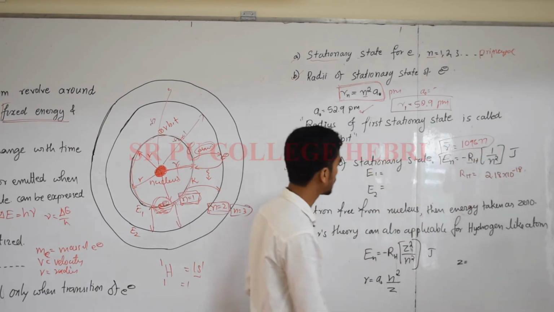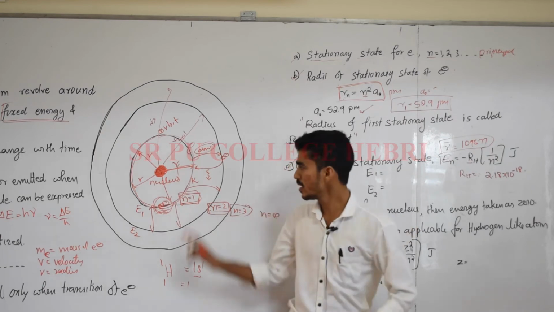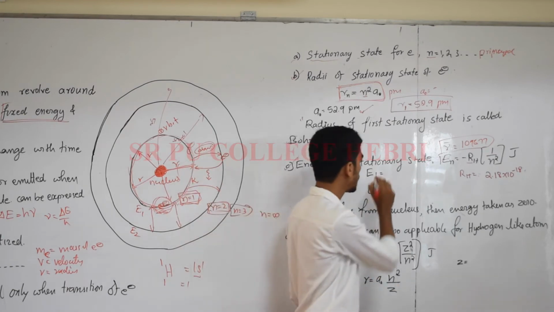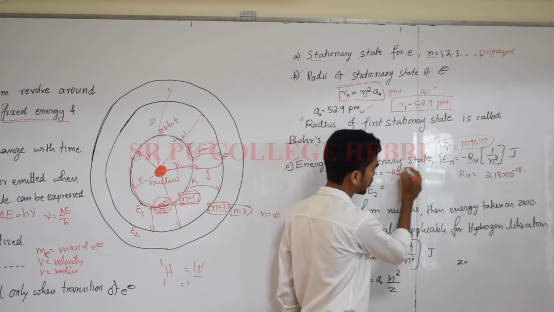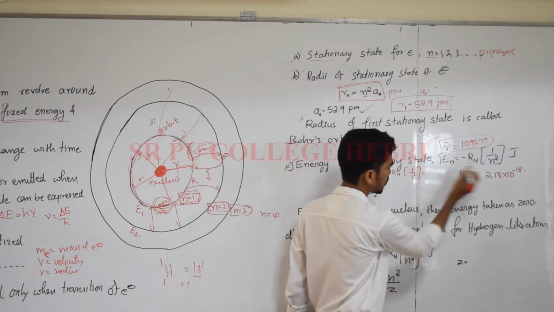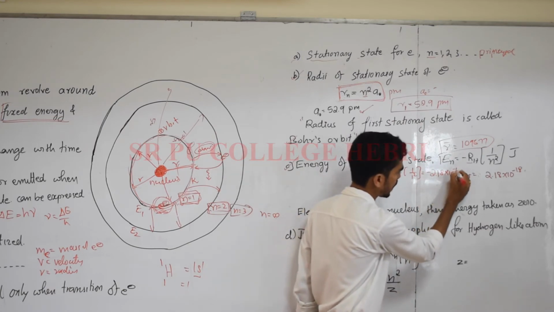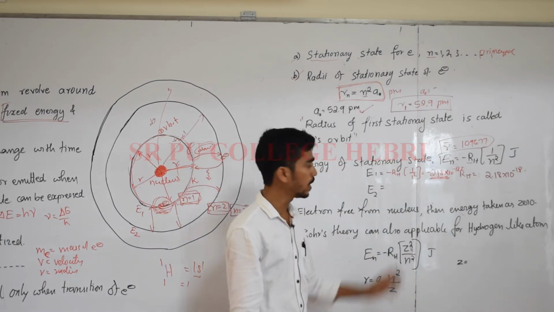109677 per meter. Now we'll calculate the first energy level. To calculate the energy of this level, substitute n equal to 1: Rh into 1 by 1 square, that's equal to minus 2.18 into 10 power minus 18 joule. This is our first energy level.